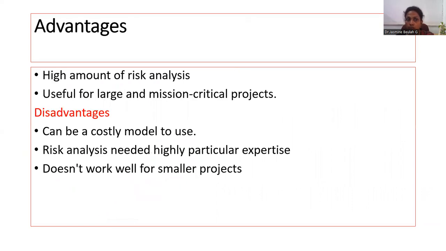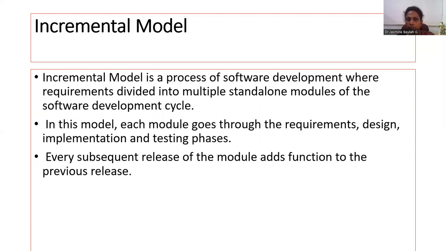The advantages of the spiral model are a huge amount of risk analysis, and it is useful for large and mission-critical projects. The disadvantages are that it can be a costly model to use, risk analysis is needed with high expertise, and it doesn't work well for smaller projects. Next one is the incremental model.